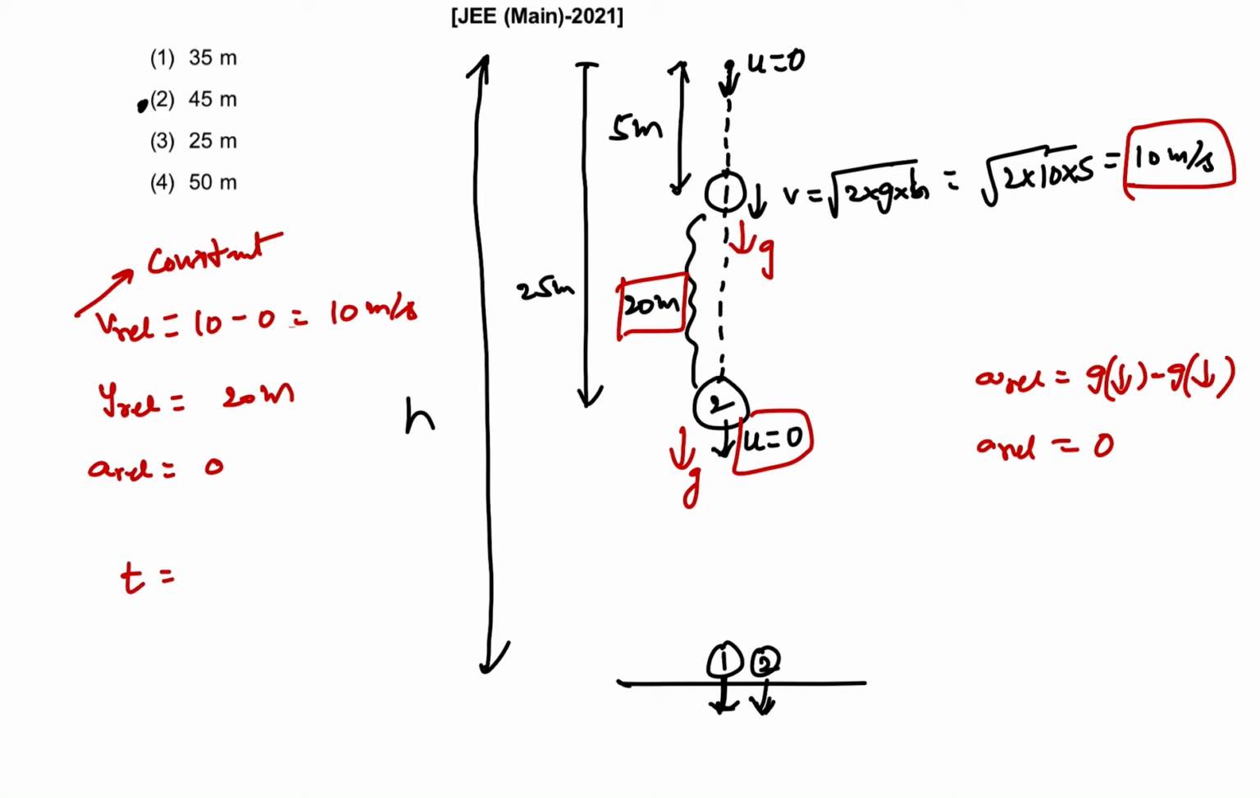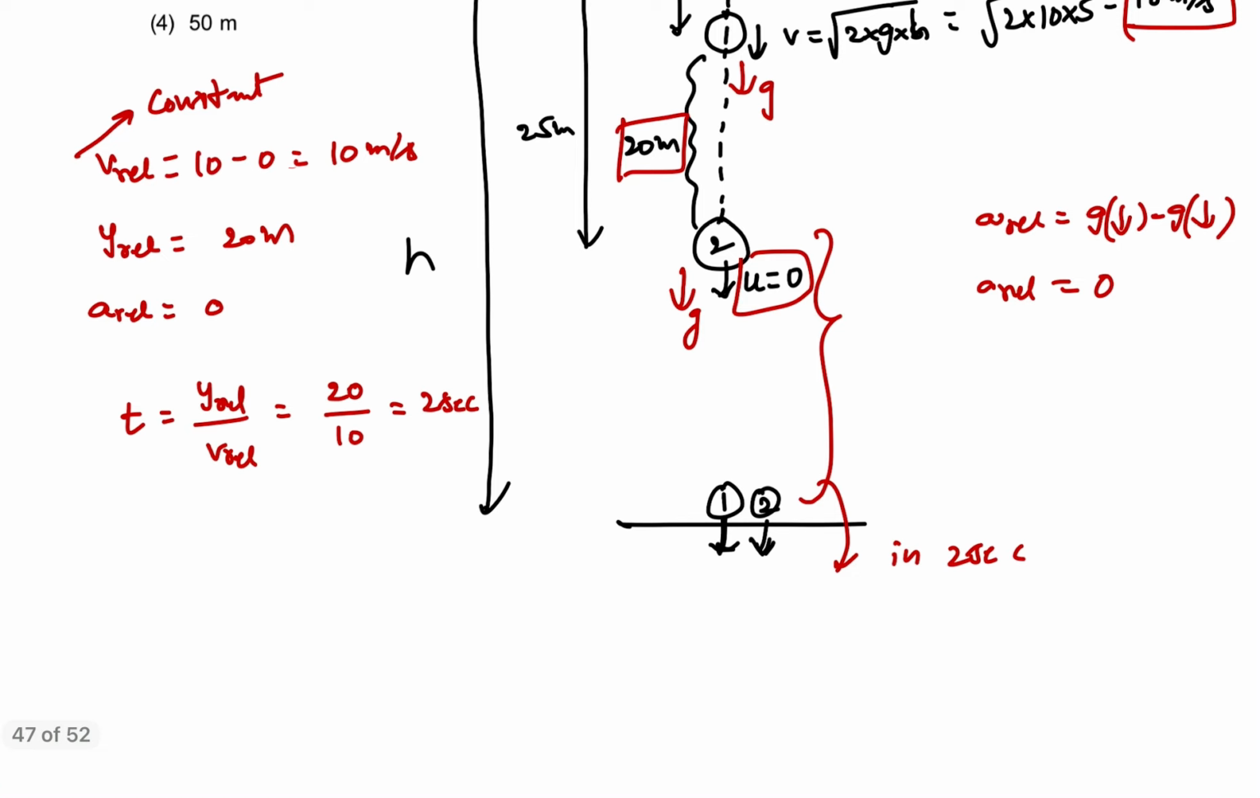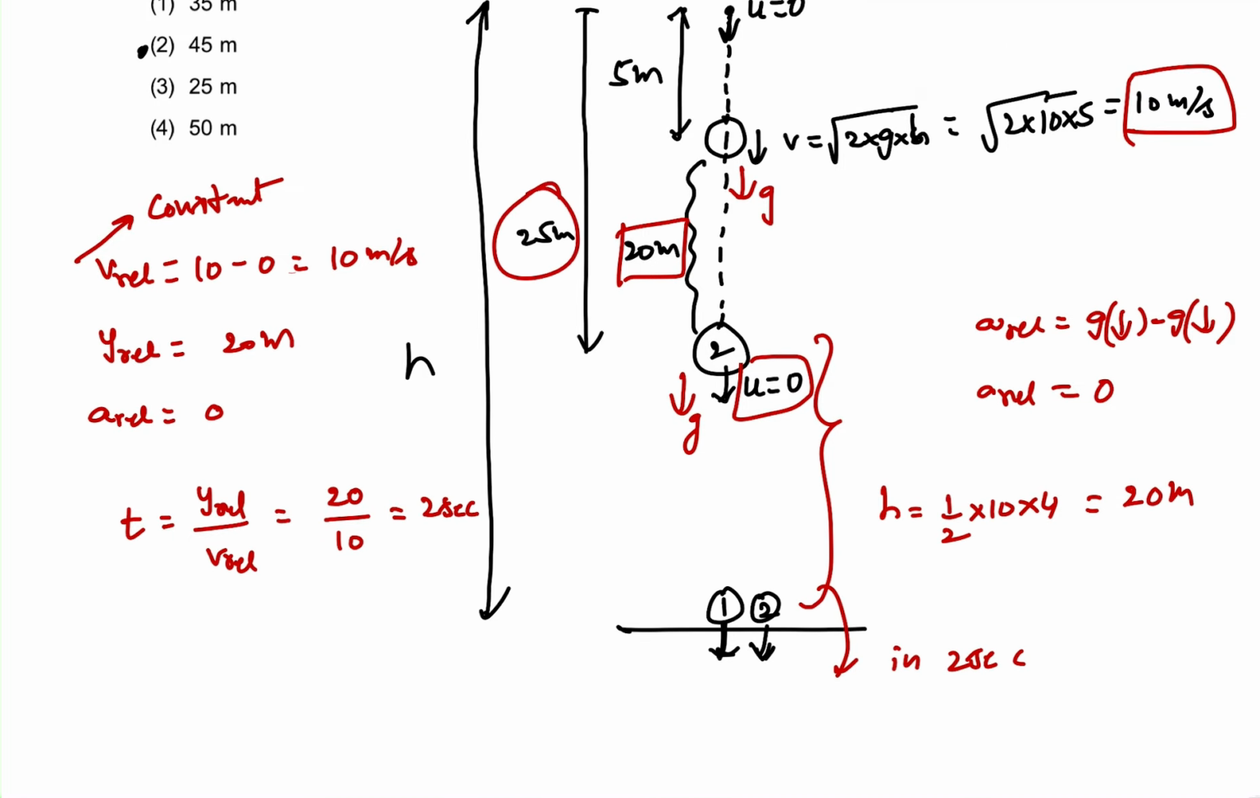Now whatever the time taken is, you can write it as y relative divided by v relative, distance by velocity. Y relative is 20 by 10, that is equal to 2 seconds. Nothing but the second ball reaches in 2 seconds. How much distance does it travel? h is equal to half into g into t square. So what value do you get? 20 meters. Now the total, this is 25 meters and 20 meters, total 45 meters is the height.